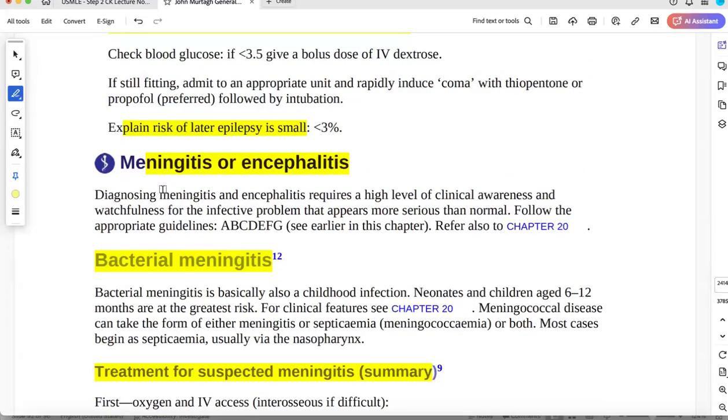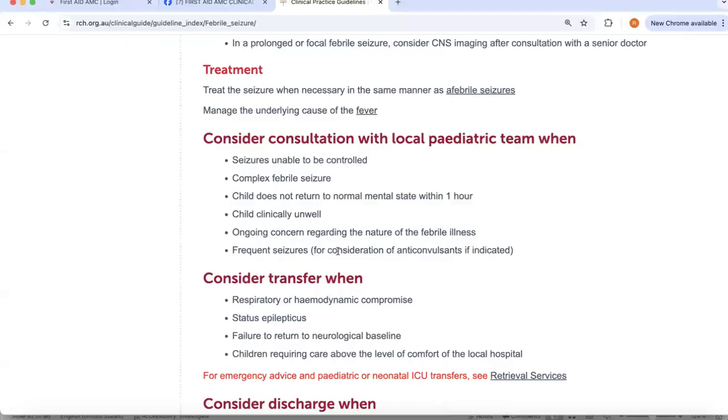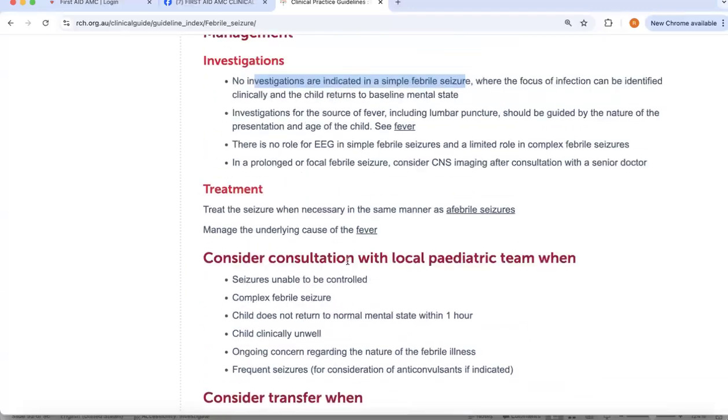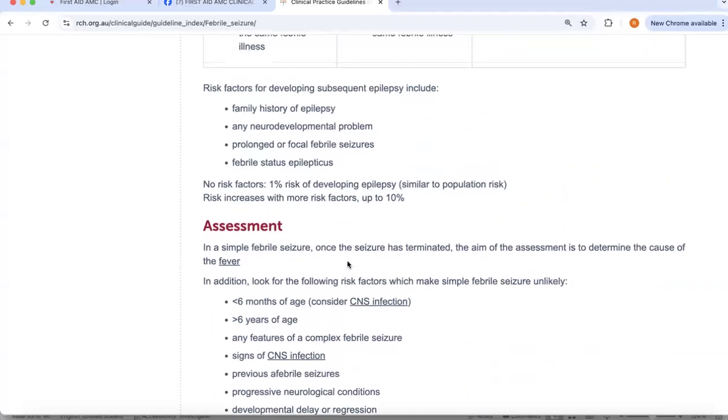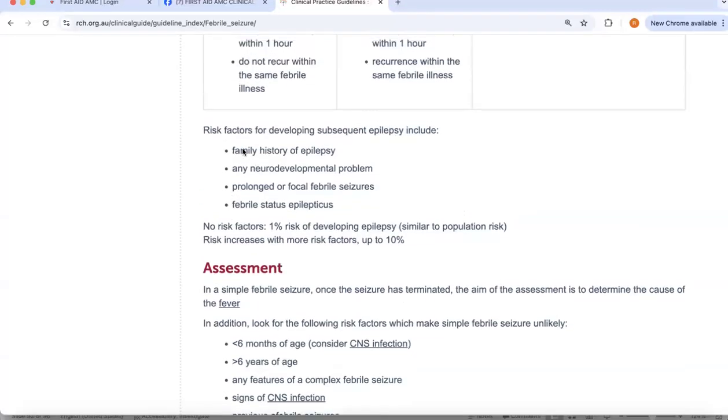There is a question which comes in exam that what is the risk of epilepsy in a child who gets febrile convulsion? According to John Murtagh, it is less than 3%. Let's see what is in RCH. RCH says that if the child doesn't have any risk factor, then just 1%. If the child has any of these risk factor, then even 10%. So that is a tricky area.